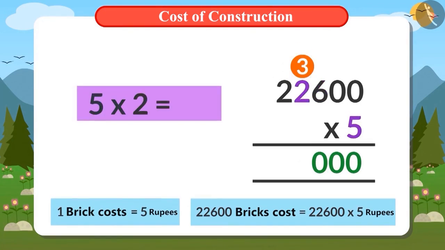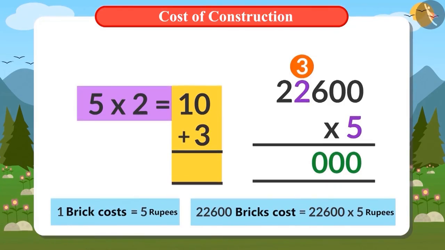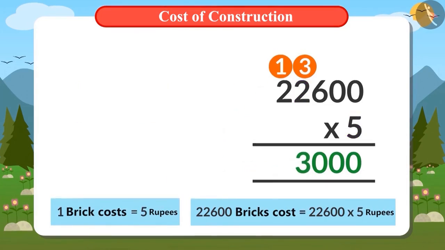Now we will multiply 5 by 2. The answer comes to 10. But we already have 3. So we will add 10 and 3. The answer we get is 13. Now even here, the ones and tens digits are placed at their designated places.